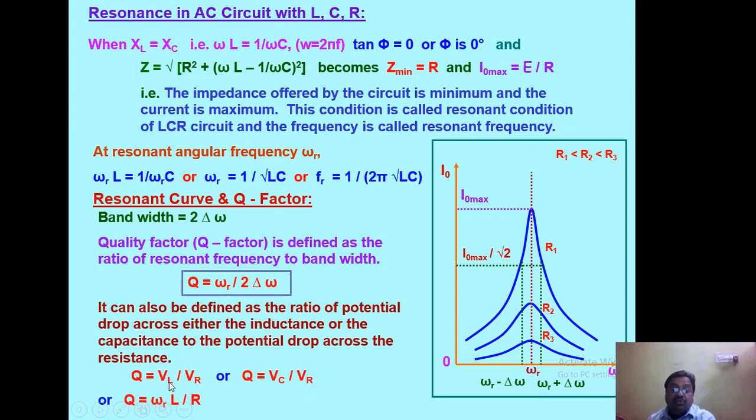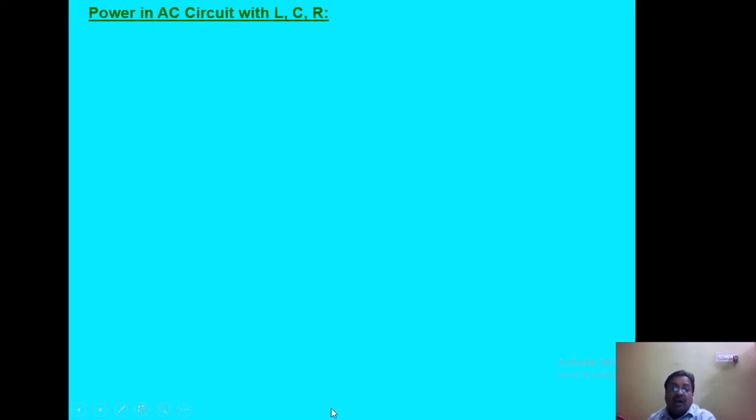You may substitute VL as omega L times I, so Q will be equal to omega L division R. Correspondingly, substituting for VC, Q will be equal to 1 by omega C R. Okay, so these are the quality factor expressions.